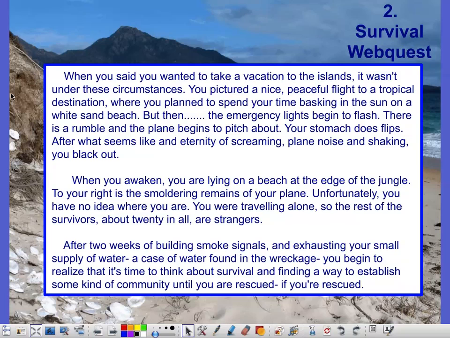Here's the scenario. You said you wanted to take a vacation to the islands, but it wasn't under these circumstances. You pictured a nice, peaceful flight, your earbuds in, Marley on your tape player, Hawaiian print shirt, a nice cold drink in your hand, kicked back, waiting to land. You're going to hook up with your friends on your island. You're going to spend your time kicking back, basking in the sun on a white sand beach, not having to do anything but lay in the sun, eat, sleep, and party.